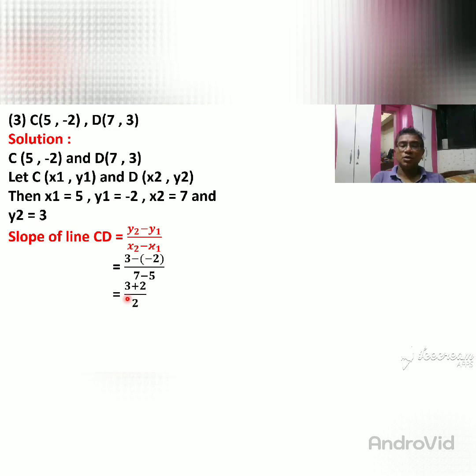You understand how it is plus, because of the negative sign outside the bracket. So minus 2 becomes plus 2. So 3 plus 2, 5. 5 upon 2. So the slope of line CD is equal to 5 upon 2.